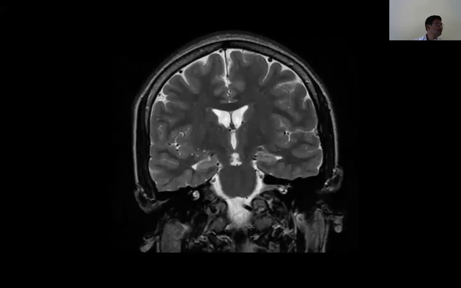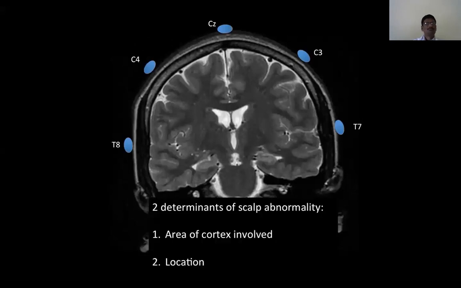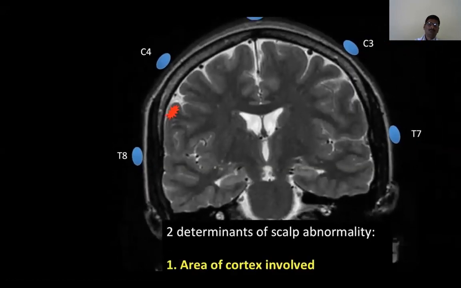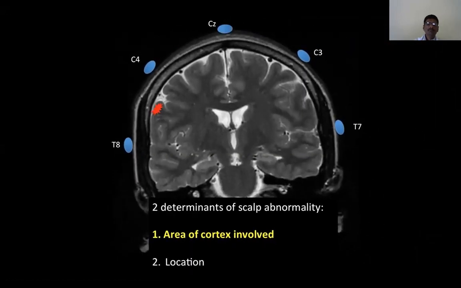couple of things. Here I have shown a coronal section of a brain. I have placed the approximate position of the standard EEG electrodes on this image. The two major determinants of seeing a scalp abnormality are the area of cortex involved and the location. For example, I have shown here a star which represents a small area of cortex that has synchronous abnormal electrical activity. Because this area is small, it might not be picked up by the overlying electrodes.